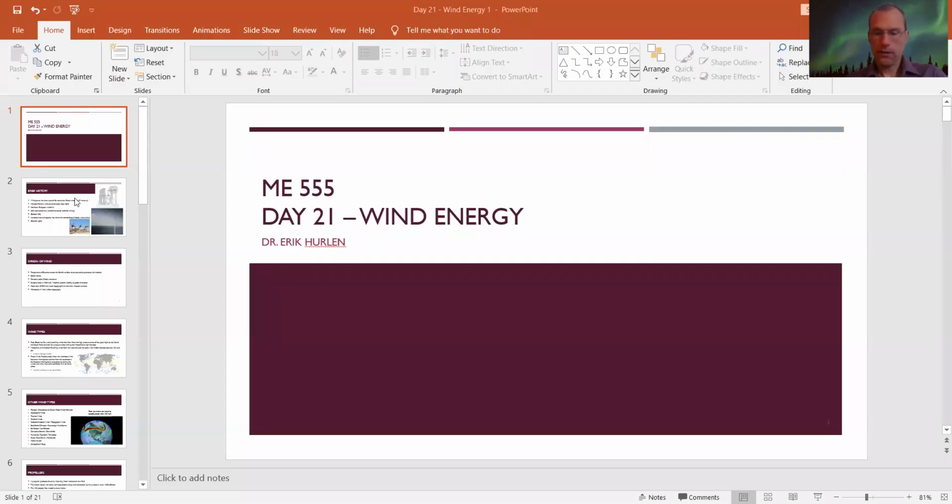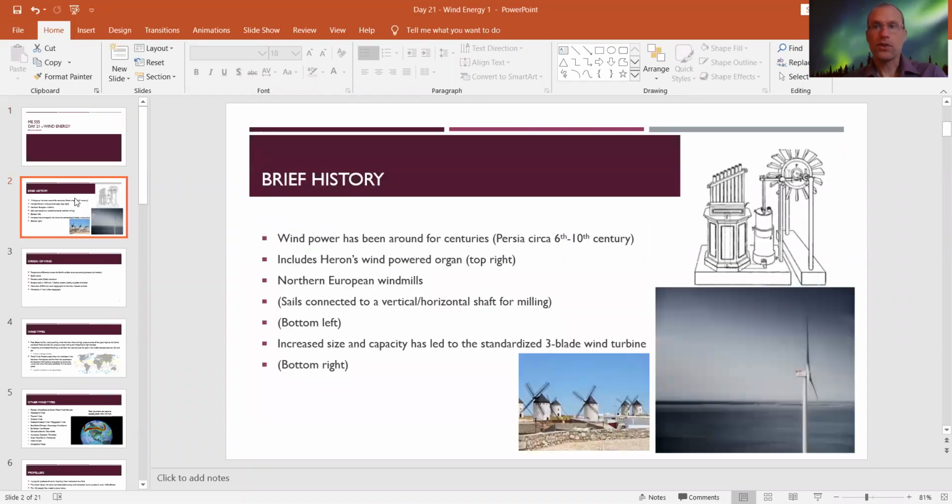All right, so for today and tomorrow, we're going to be dealing with wind power, wind energy generation. So first off, on this topic, a brief history of wind power and wind energy.